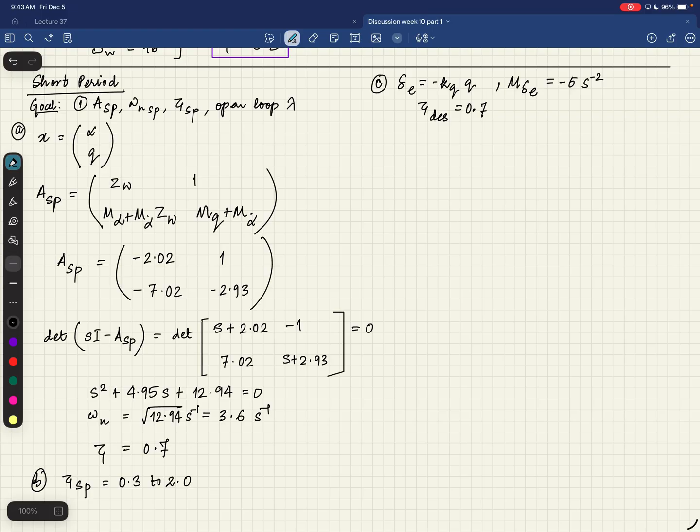So the control law is given as negative KQ times q, and I'm giving you that M delta E further, which was not a part of the stability derivatives, it's an input derivative. The feedback adds a term to the pitching moment equation. So what do you think we are supposed to do here?